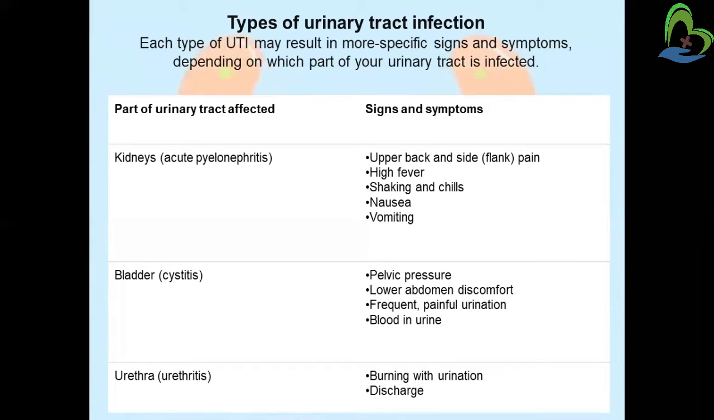Then the bladder, that is cystitis. If the infection occurs in the bladder, it is called cystitis. In that, the person may feel pelvic pressure and lower abdominal discomfort. Women have discomfort in the lower abdomen, then frequent urination, painful urination, and blood present in the urine. Then the urethra, that is urethritis. In that, there is burning with urination and white discharge also occurs.